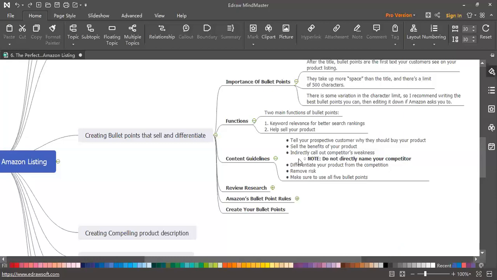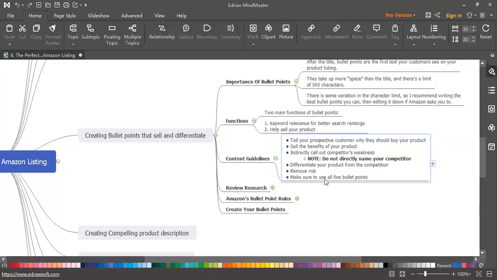Next, indirectly call out competitors' weaknesses. If your competitors are lacking in a few things, you can mention that you have come across those things. We will do that in our review research part. And do not directly name your competitor. You should not mention the name of the competitor in your bullet points. Differentiate your product from the competition, and remove any risk.